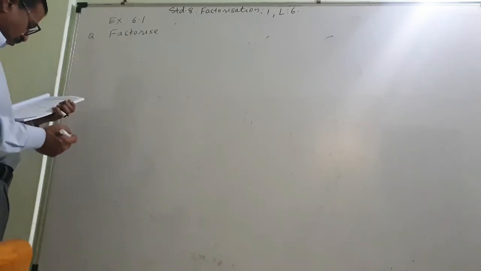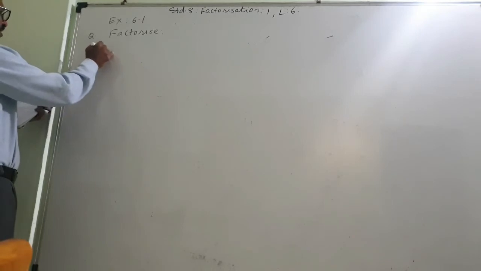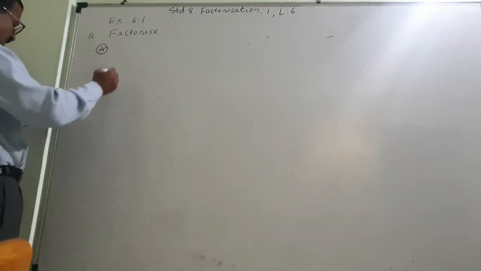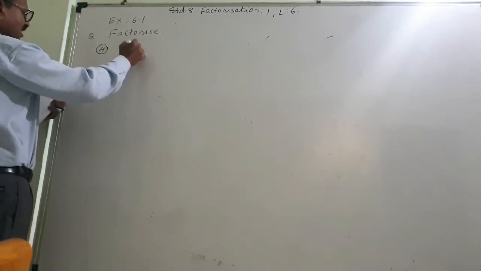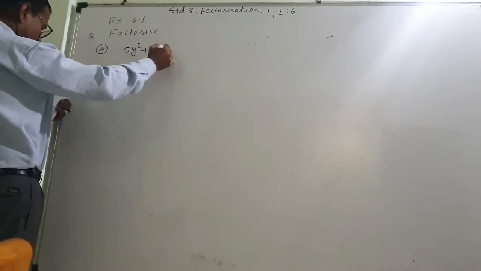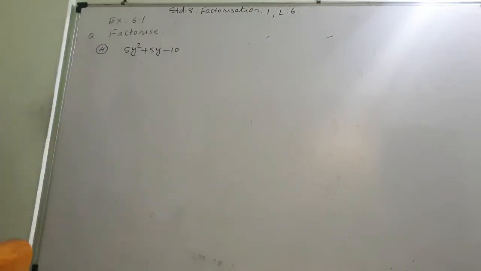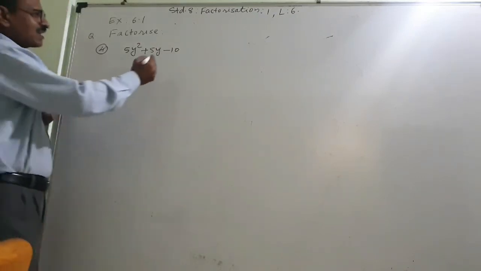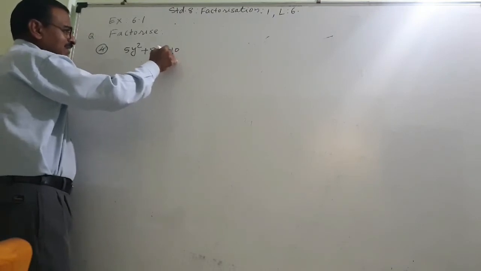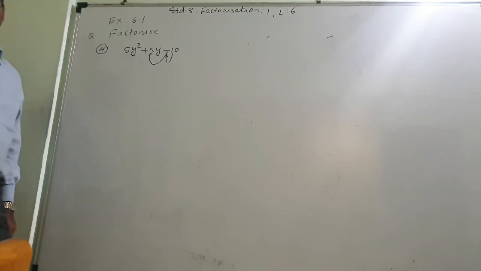Now, fourth sum is different that now I am taking. 5y square plus 5y minus 10. Now we were saying find the factors of 10 such that their subtraction is 5. This way we were talking.